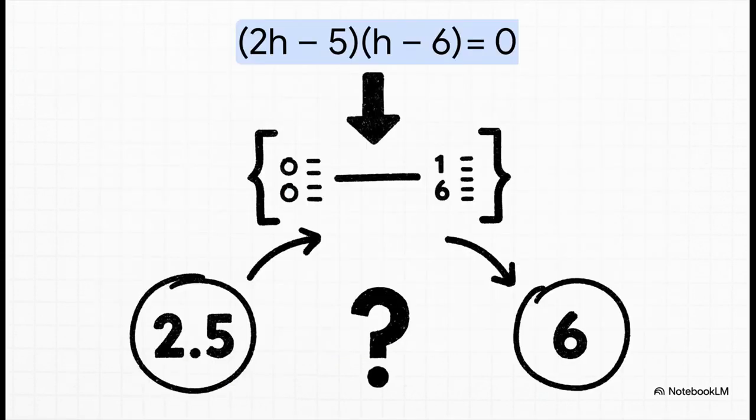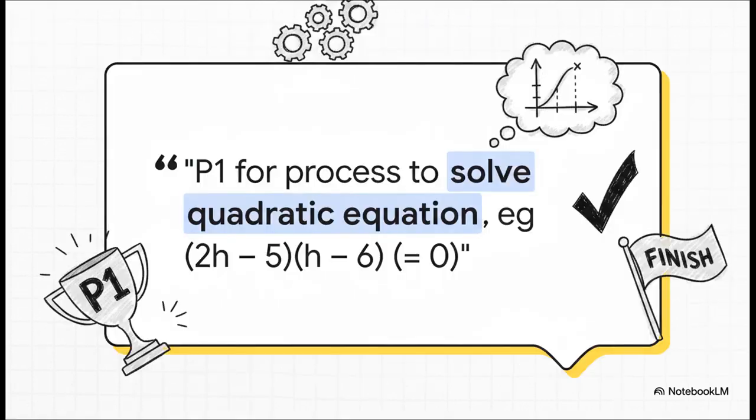And remember, no calculator, so we need to factor it. We're looking for 2 numbers that multiply to make 60, that's the 2 times 30, and add up to negative 17. A little bit of thinking, and we get negative 5 and negative 12. Once we factor it all out, we get 2 possible answers for the height. H could be 2.5, or H could be 6. And for that beautiful piece of algebraic work, the mark scheme gives us our 4th P1 process mark. We've got 4 out of 5.